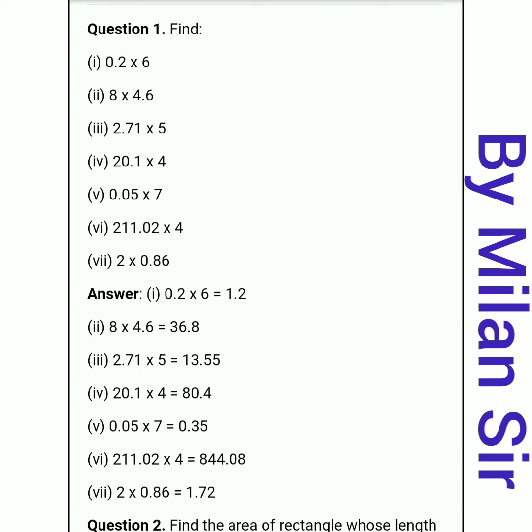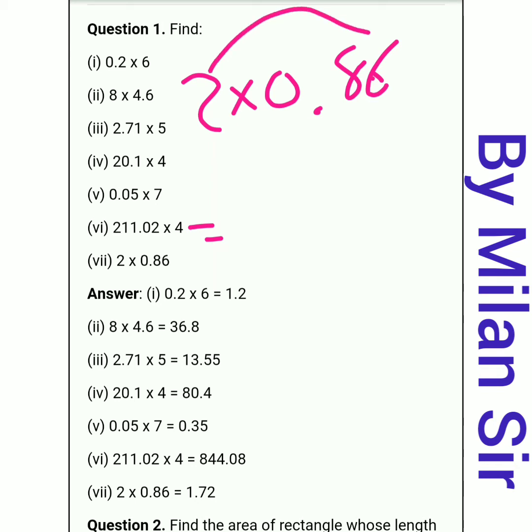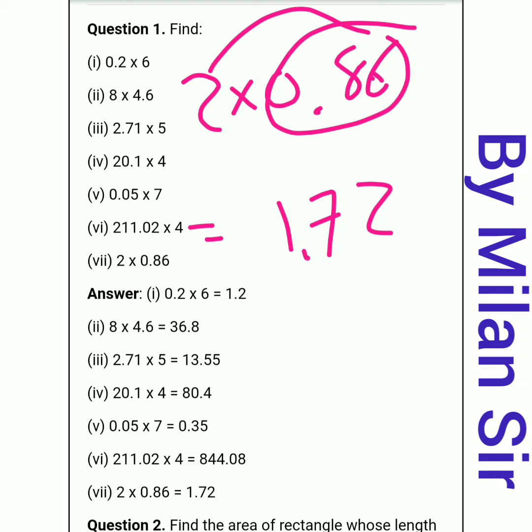Then question number 7, 2 multiply 0.86. So first of all ignore the decimal point and just do the multiplication process. So 6 twos are 12, 1 remainder, 8 twos are 16 plus 1 is 17. Now here before 2 digits we have the decimal point, so the same thing we need to do in the answer. So before 2 digits we need to put the decimal point. So 1.72, this is our final answer, 1.72.